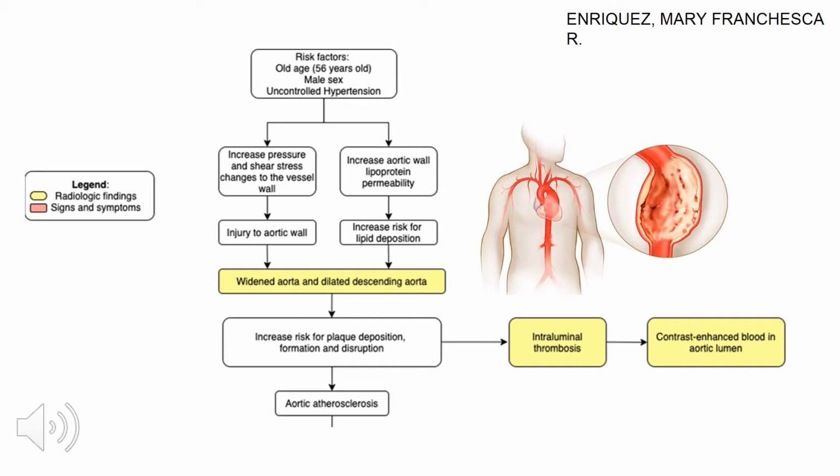His hypertension will then expose the blood vessels to high pressure and shear stress, and at the same time increase the permeability of the aortic wall to lipoproteins, which will in turn lead to injury of the aortic wall and lipid deposition subsequently. All of these conditions result in the development of radiologic findings of widened aorta and dilated descending aorta as discussed above. With these, there is a predisposition to plaque deposition, formation, and disruption within the blood vessel, leading to the formation of intraluminal thrombosis, presented as contrast-enhanced blood in aortic lumen, as suggested in the CT scan. All of these lead to the development of aortic atherosclerosis.